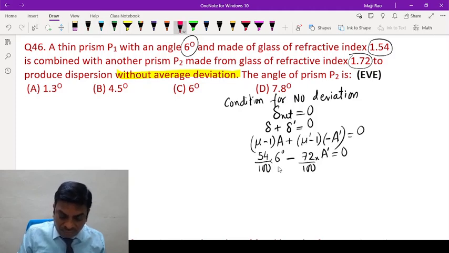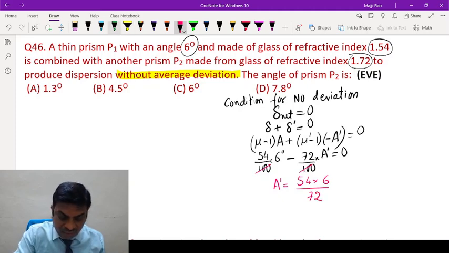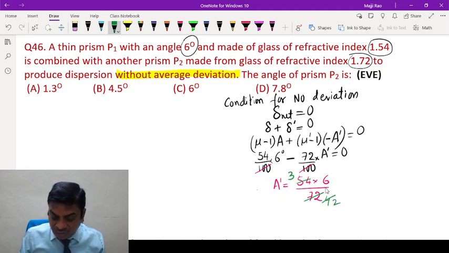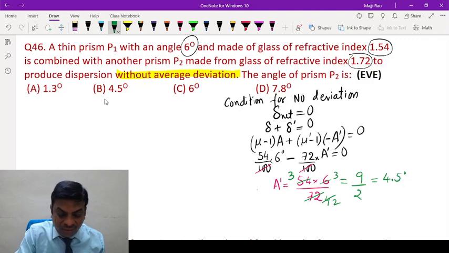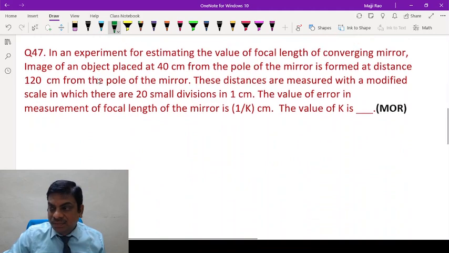So we can remove 100 from here, and also we can cancel throughout by, I guess, 18. Yes, we can cancel throughout by 18. So 18 4s are 72, 18 3s are 54. Now 2 2s are 4, 2 3s are 6. So we have 3 3s are 9 by 2, that is 4.5 degrees. So B option is the correct answer. Moving on to the next question.